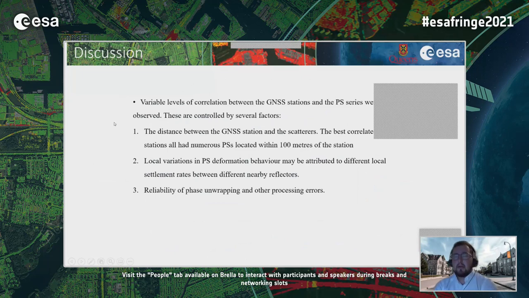So variable levels of correlation between the GNSS stations and the persistent scatterers were observed. These are controlled by several factors, such as the distance between the GNSS stations and the scatterers. The best correlated stations all had numerous PS within 100 meters, which was our minimum search radius. This is just attributed to the first law of geography: things which are closer are more related than things that are far away. As well, local variation in the PS deformation behavior can be attributed to different settlement rates and local variations in your reflectors. And then, of course, the reliability of the phase unwrapping and other processing errors.